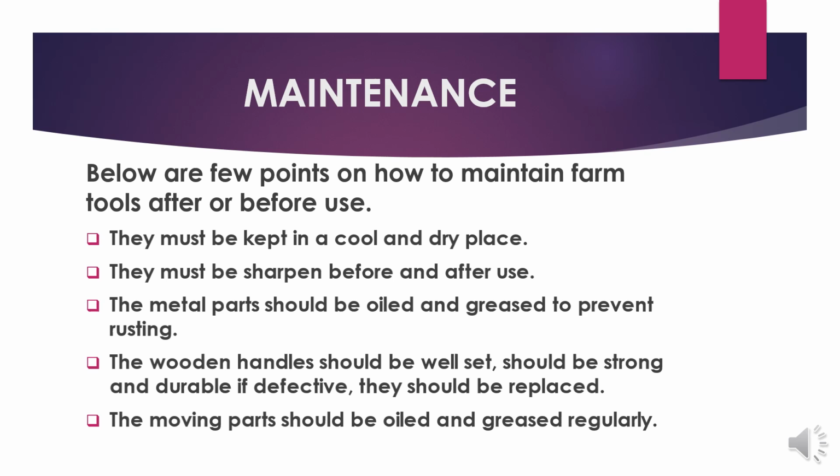The metal part should be oiled and greased to prevent rusting. Everybody knows that metal and iron do rust, so for us to prevent it from rusting, we must oil it and grease it regularly. The wooden handle should be well set so that it can be easy to use anytime, and it should be strong and durable, and if there is any defect, it should be replaced immediately. The moving parts should be oiled and greased regularly.